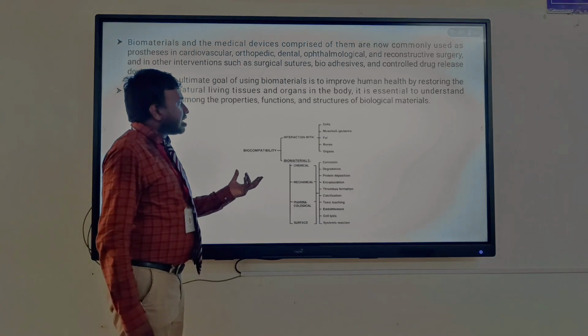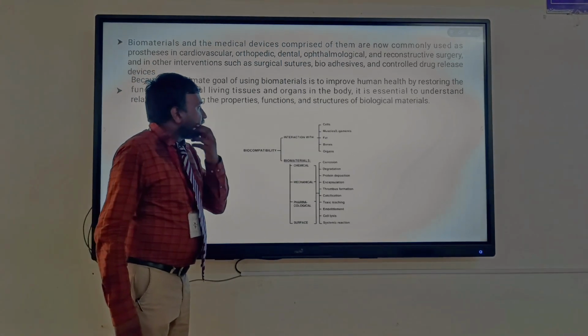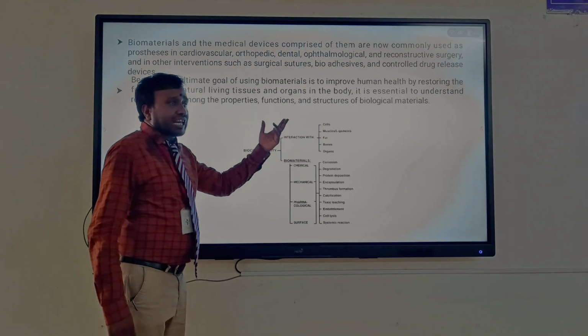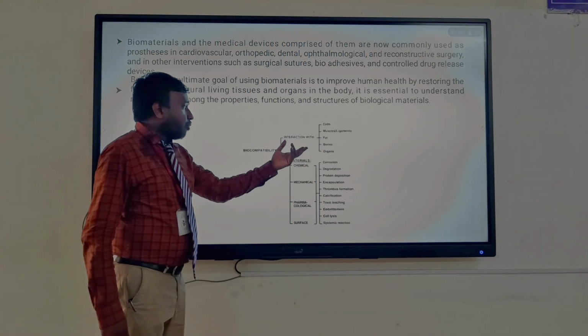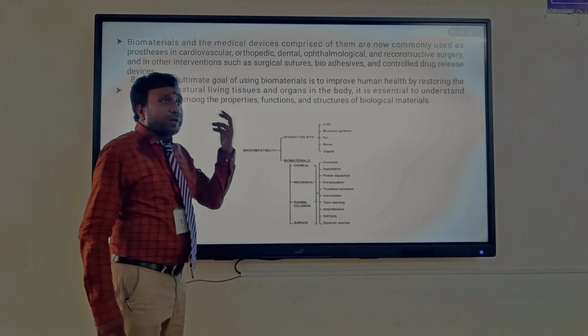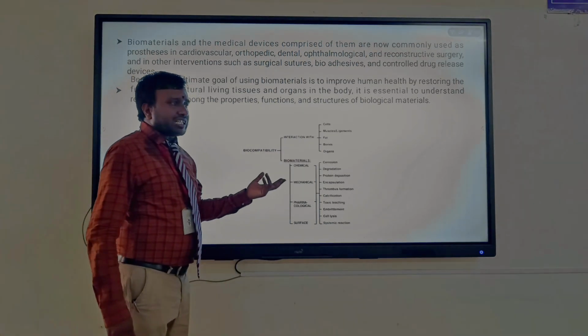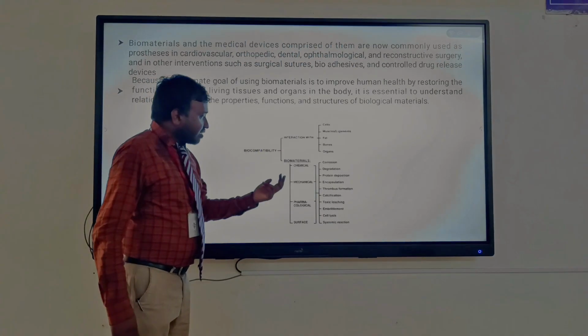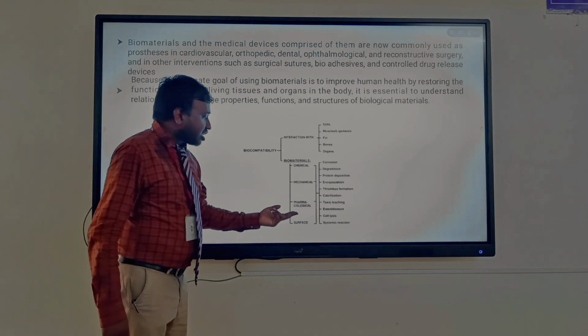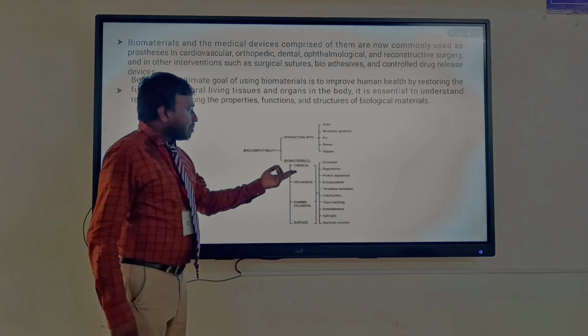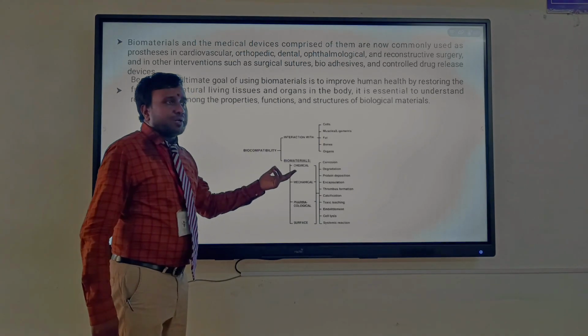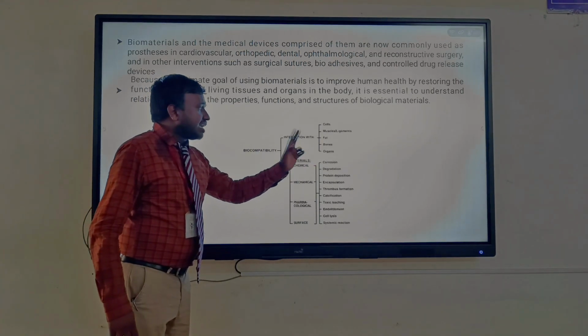Now, biocompatibility is mainly classified into two categories. One is how the material is going to interact with the living tissues inside the body, and the second one is based on the properties of the biomaterial. What are the properties? One is chemical property, second is mechanical property, then pharmacological property and surface property. The chemical property covers biochemical processes, corrosion and degradation.